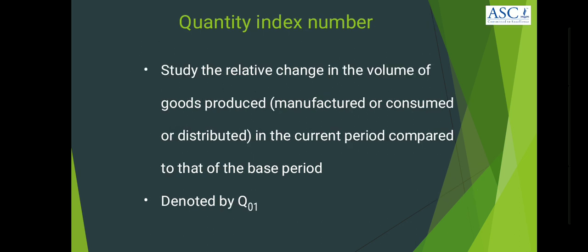Here is the definition of quantity index number. Quantity index numbers study the relative change in the volume of goods produced or manufactured or consumed or distributed in the current period compared to that of the base period. It is denoted by Q01, a capital Q with 0 and 1 written at the base.